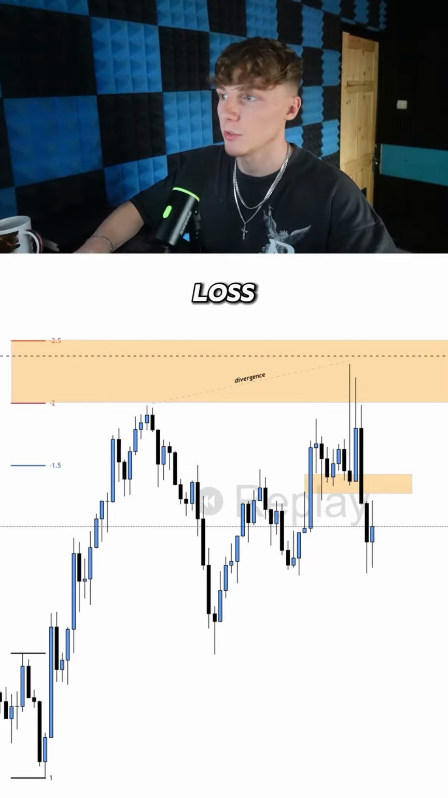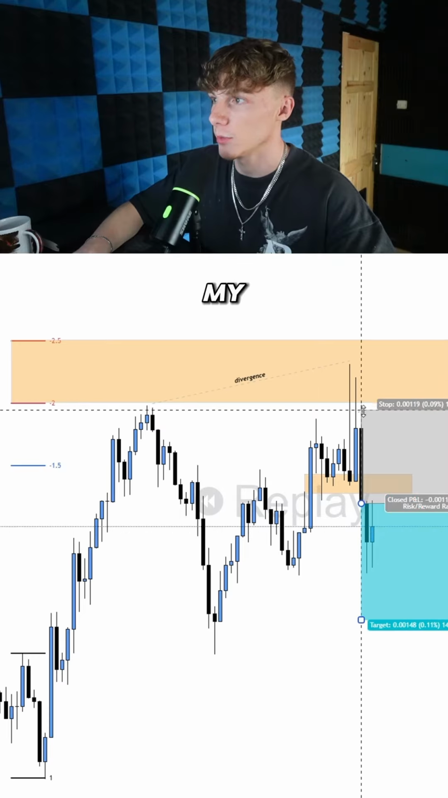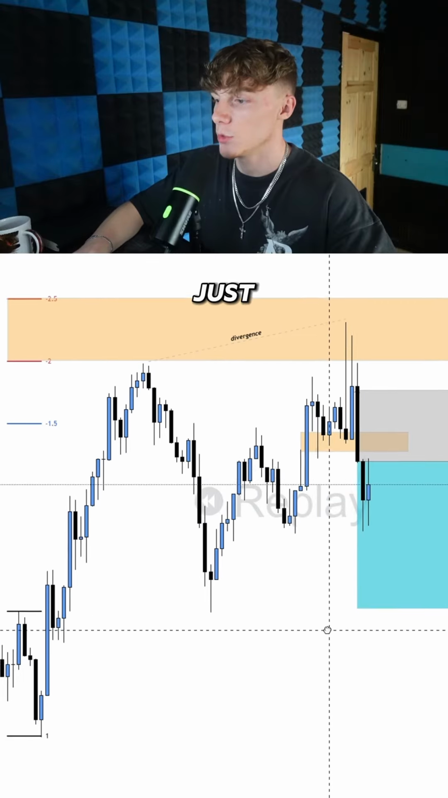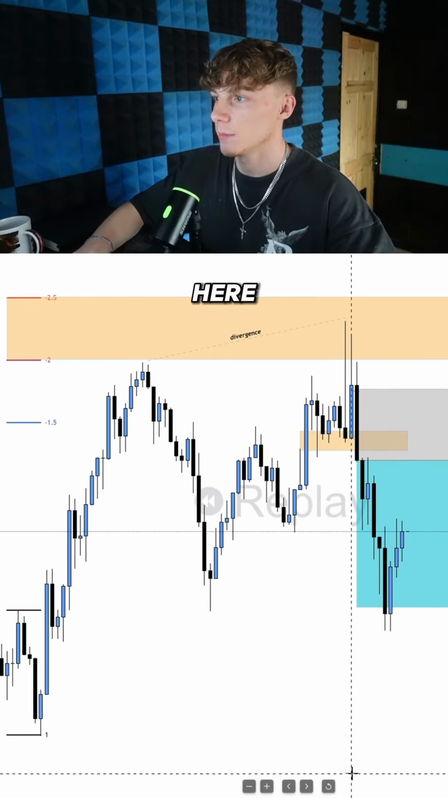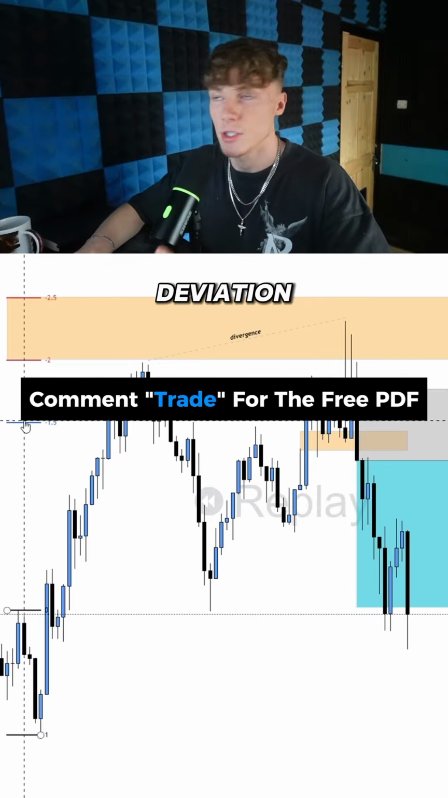And in terms of stop loss placement, that's completely discretional. That's completely up to yourself. So maybe I'd have my stop loss something like this, and then I'd simply target a 1 to 2. And if we just play price out, we'll see if we get stopped out here. No, it's pretty much come straight down to take profit. And that's how simple using this deviation tool is.